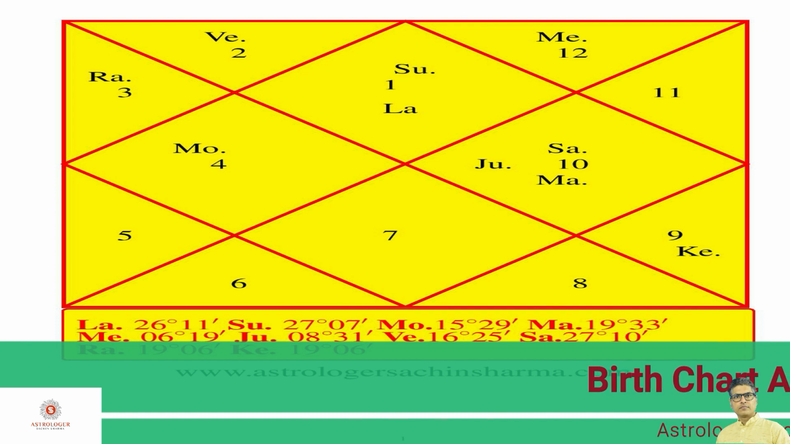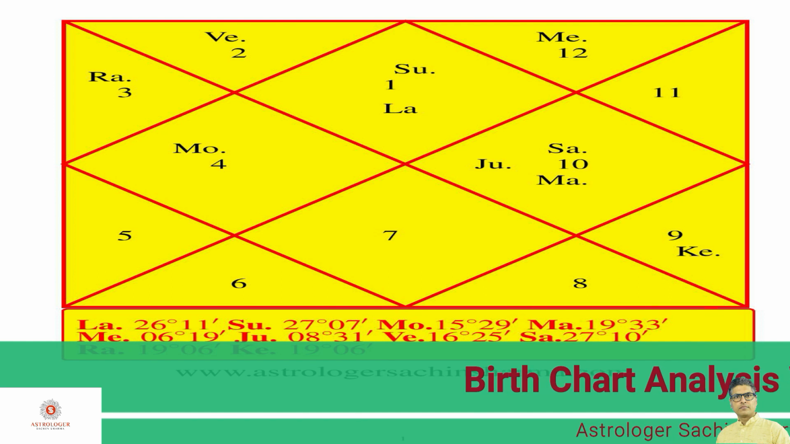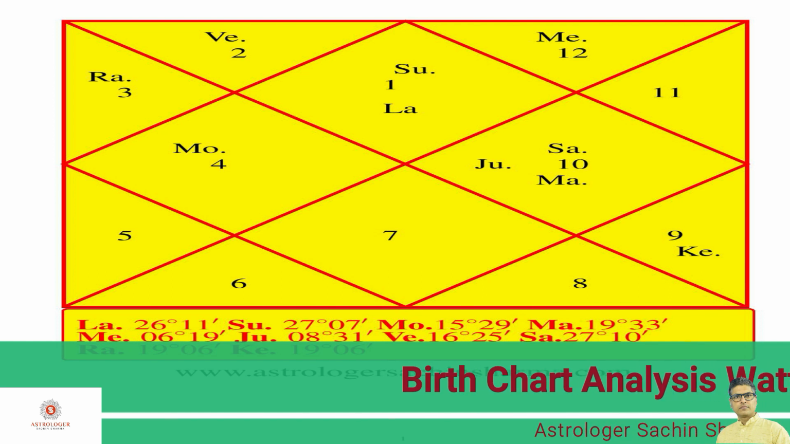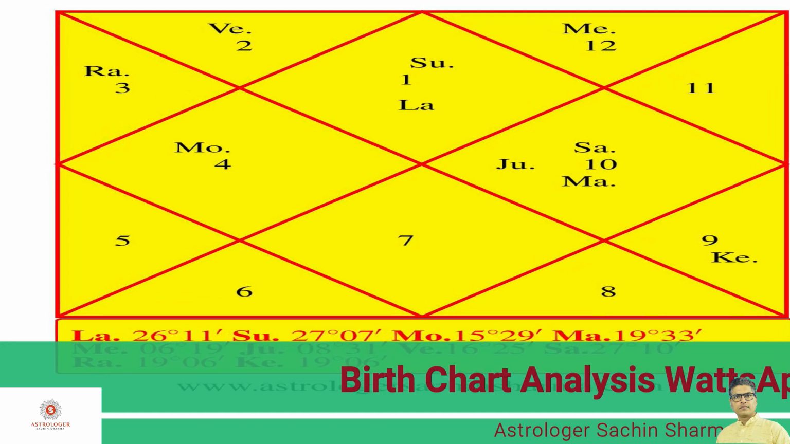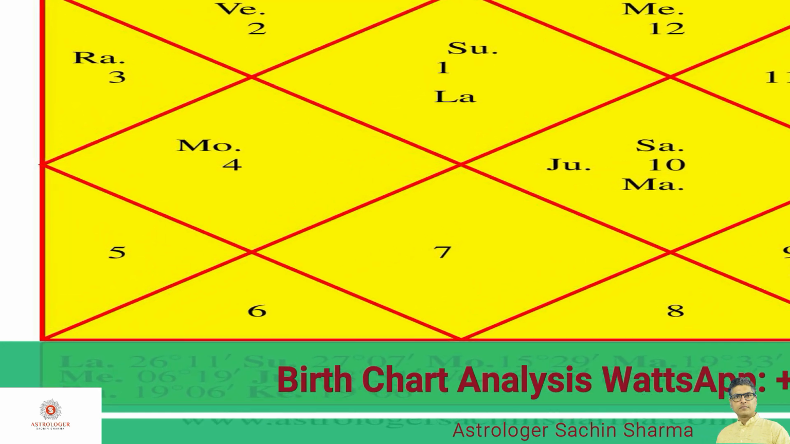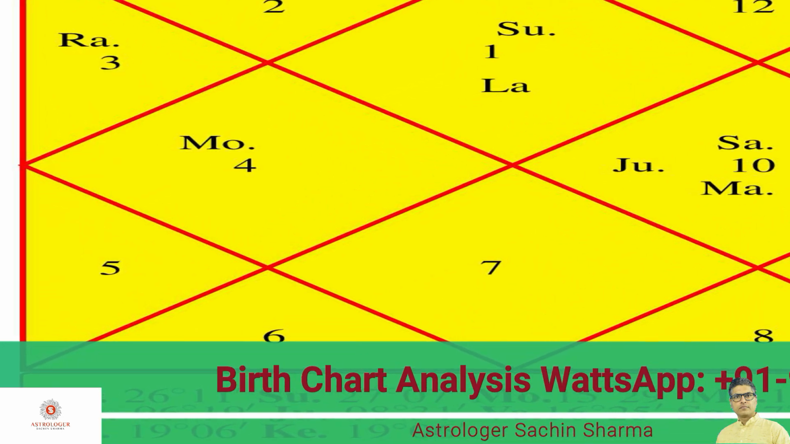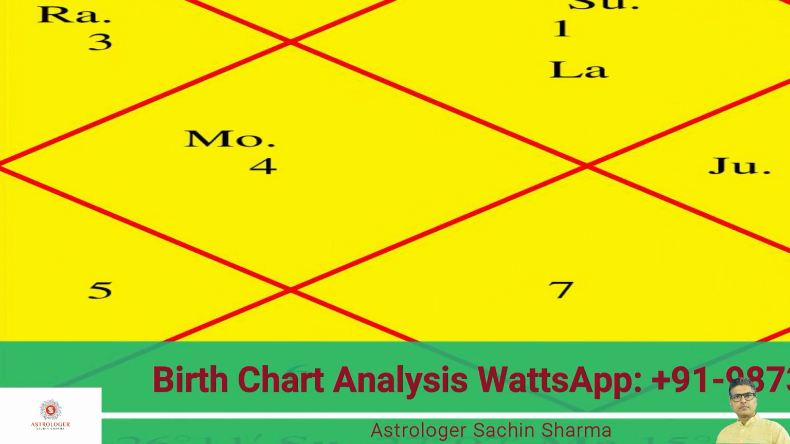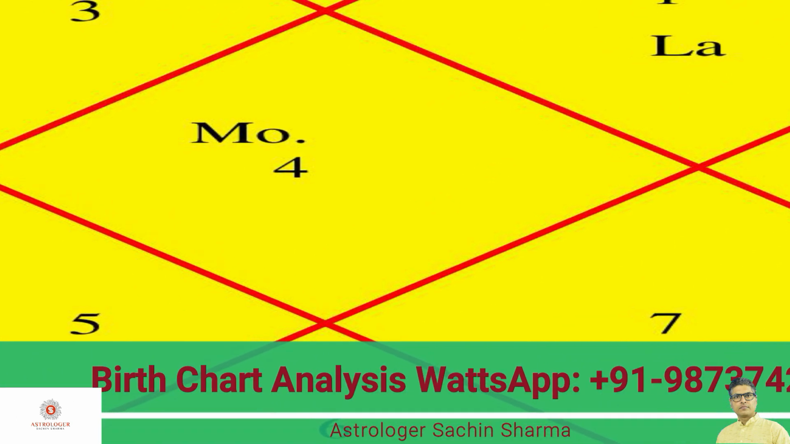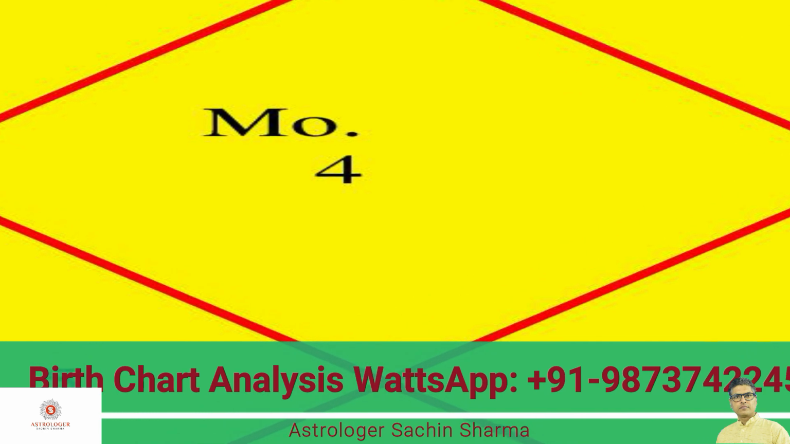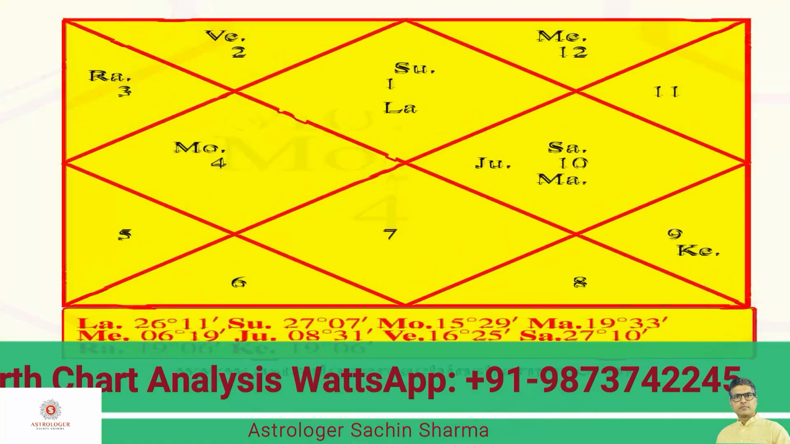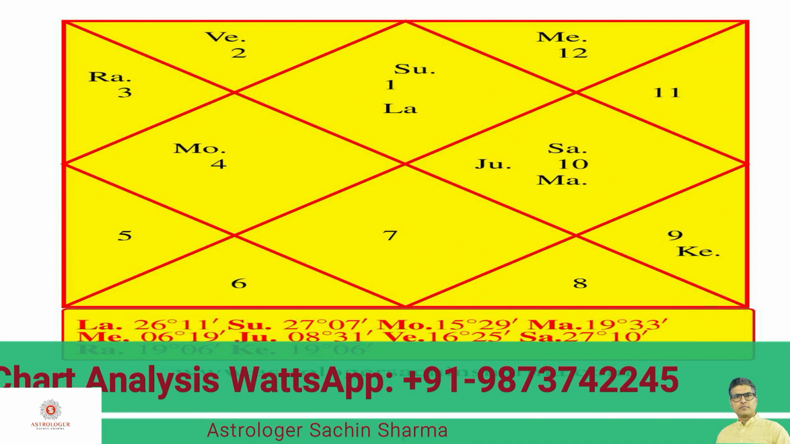So Moon degree is 15 degrees 29 minutes. That means the position of the Moon is very strong here, and Moon is placed in its own sign, that is the sign of Cancer, and its position is very strong. That means Moon will be giving very positive results during its Mahadasha and Antardasha period here.